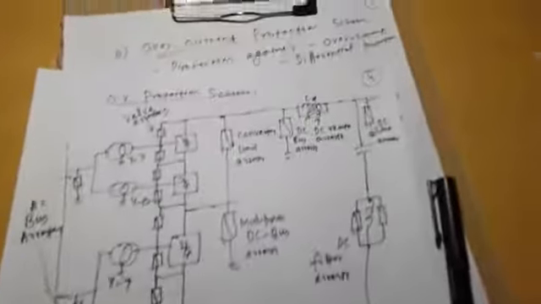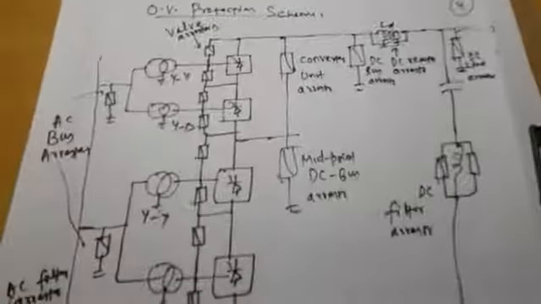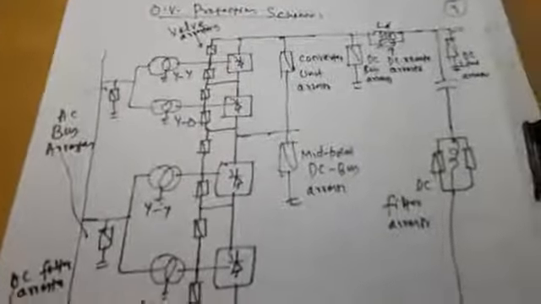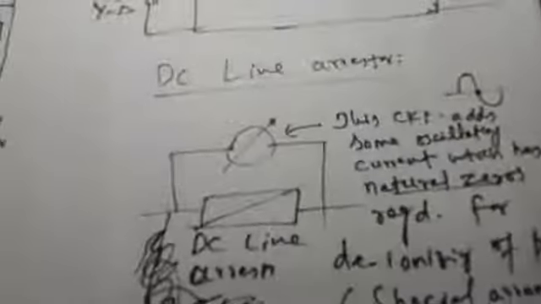Overvoltage protection, I have already discussed with you, a comprehensive overvoltage protection of your HVDC converter station, in which we have seen that various types of lightning arrestors are used for protecting your HVDC converter station. And the DC line arrestor is a special lightning arrestor, because to deionize the path you need an additional circuitry, which is shown by this circle, and it in fact adds some oscillatory current in the DC line, which has natural zeros, and at natural zeros deionization of the path takes place.